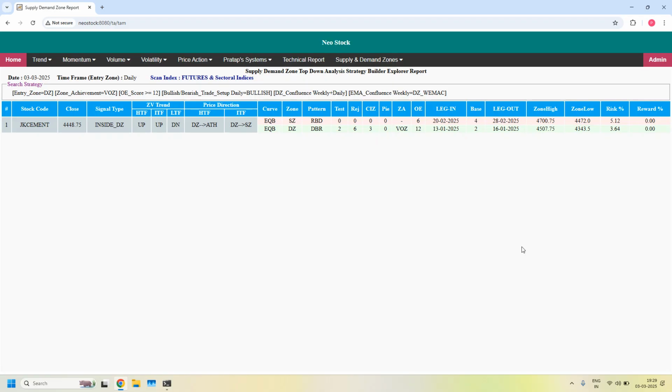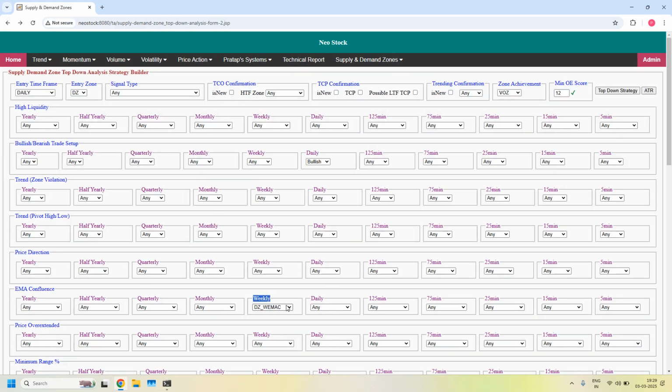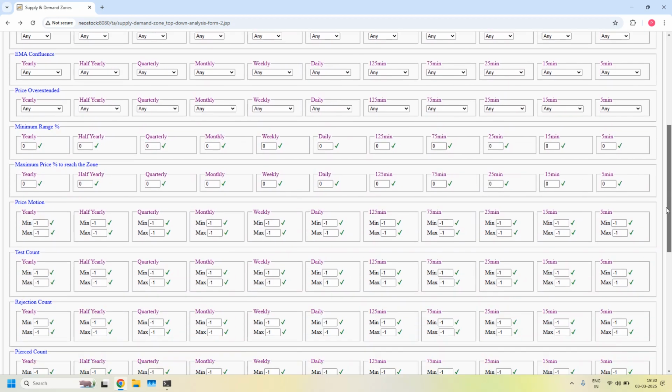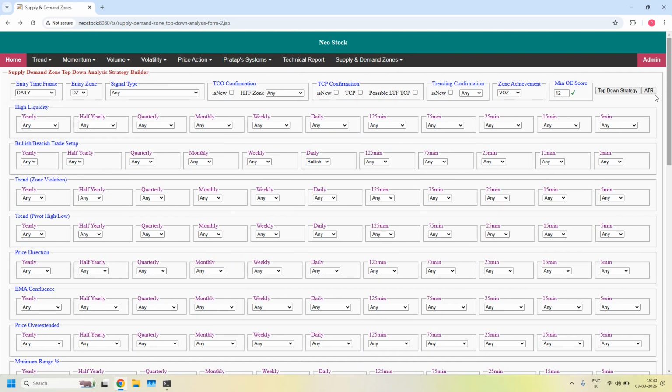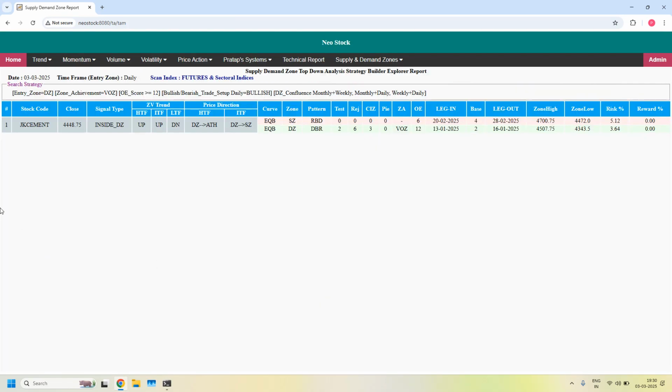Okay, next let us look into LTF, ITF and HTF demand zone confluence supported stocks. So I am removing this EMA filter. In the demand zone confluence, we should set 3 filters. First filter is already enabled, daily with weekly. Next, daily demand zone with monthly demand zone confluence and weekly demand zone with monthly demand zone confluence. With all the 3 filters, we got one stock.